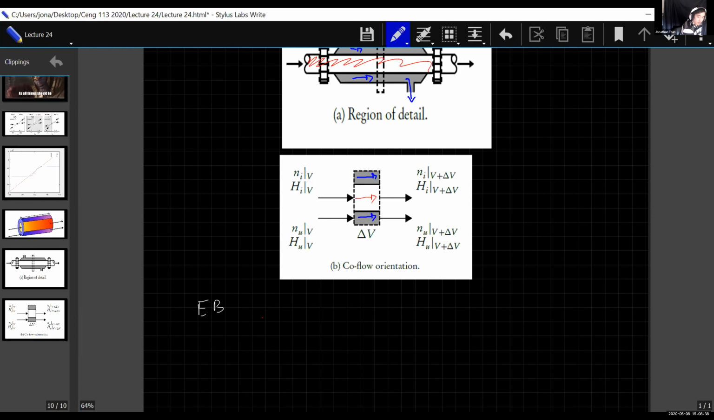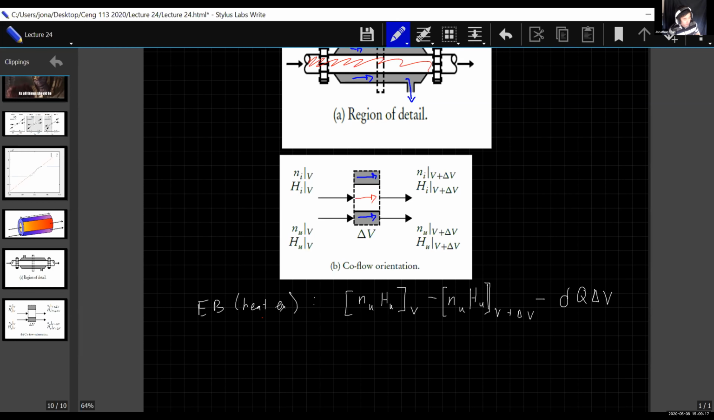So here the energy balance for the heat exchanger is defined as the inlet to our volume minus the outlet, so the inlet energy to our volume from the utility fluid flowing in minus the outlet at V plus delta V, and then minus del Q delta V.